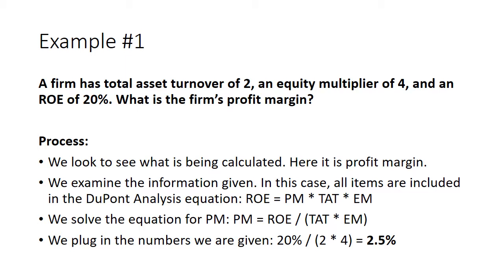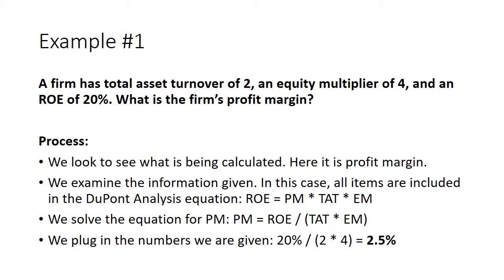And if I look at this, I start to remember that all of these things that are here are actually part of the DuPont identity, which is ROE is equal to profit margin times total asset turnover times equity multiplier. Now, ROE is what is on the left-hand side by itself in that equation, but that's not what we're trying to calculate, so we're going to have to do some algebraic manipulation to get profit margin by itself.